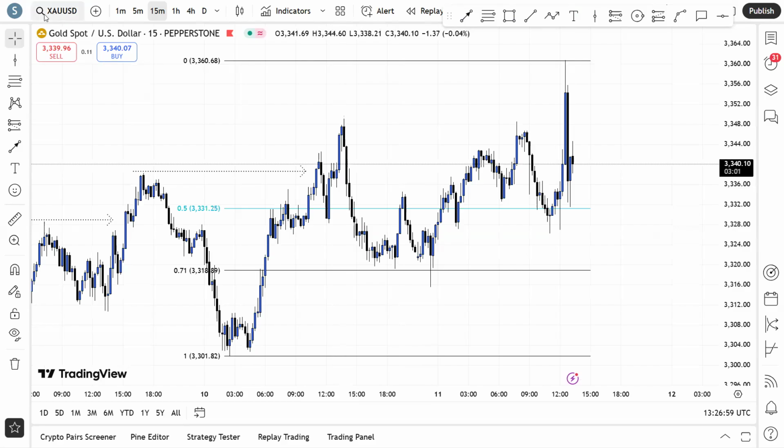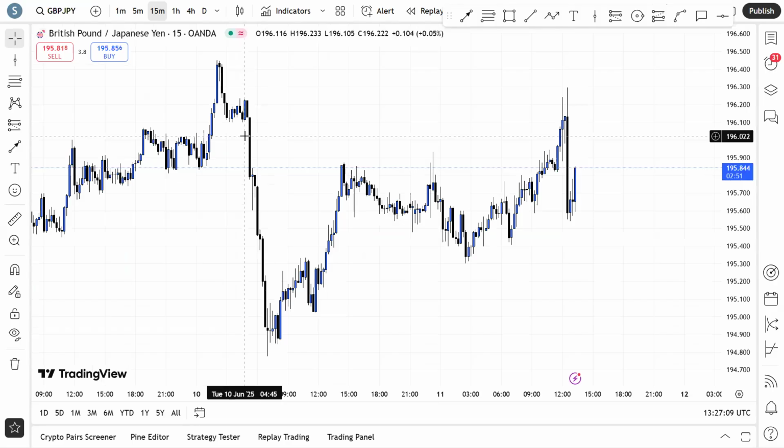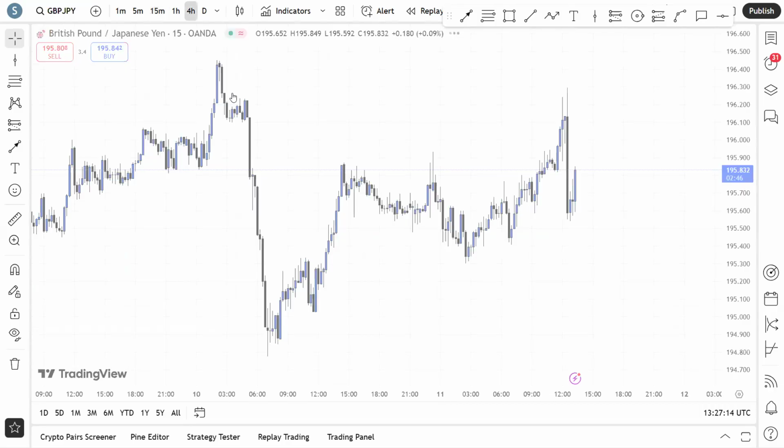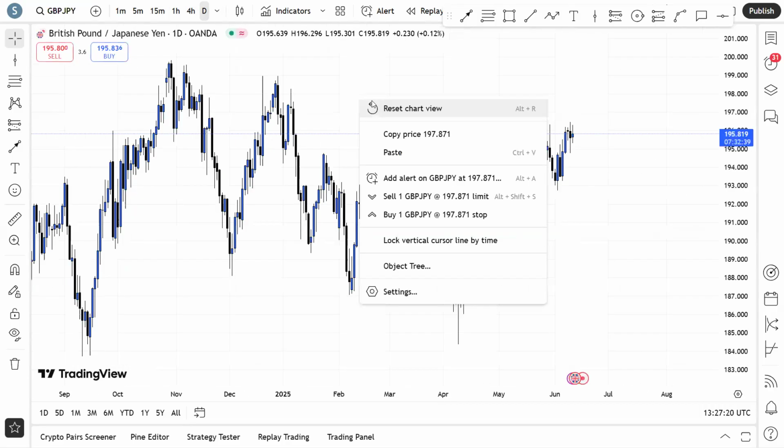So to analyze another pair, let's just check GBP JPY. Remember, guys, first thing first, you go to a higher time frame. It can be any time frame of your choice, but I'm simply choosing one as my high time frame. Okay, let me just change to another time frame. Let me just use the daily time frame as my high time frame. First thing first, click here, restart chart.